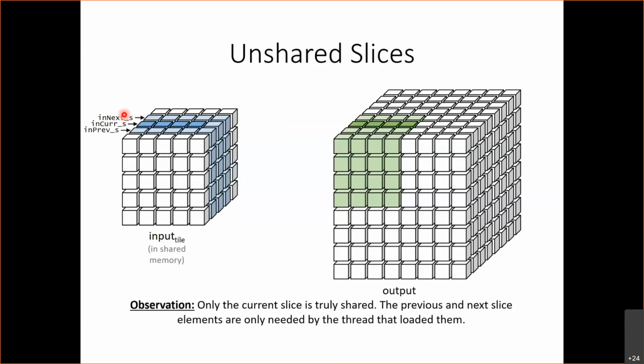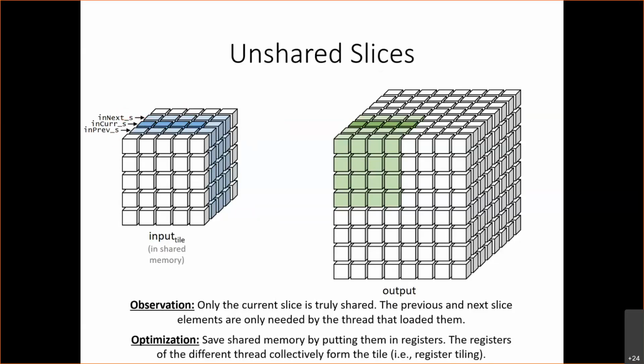We can put them in registers. We can save on shared memory by putting these previous planes in registers, and then moving them to shared memory when they need to be shared. So in this iteration, when I load my next plane, I can just keep it in a register. And then on the next iteration, when this next plane becomes the current plane, that is when I put it in shared memory. And by doing that, I only need to have enough shared memory for one plane.